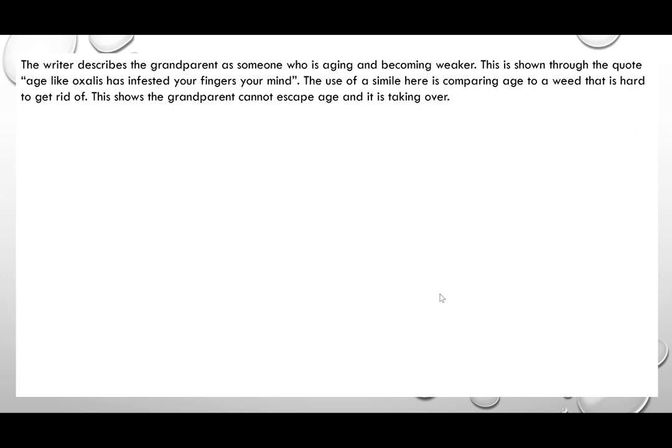Here's my examples. The writer describes the grandparent as someone who is aging and becoming weaker. This is shown through the quote, "age like oxalis has infested your fingers, your mind." The use of a simile here is comparing age to a weed that is hard to get rid of. This shows the grandparent cannot escape age and it is taking over. It's a nice, simple response that would get like a 3 out of 5.